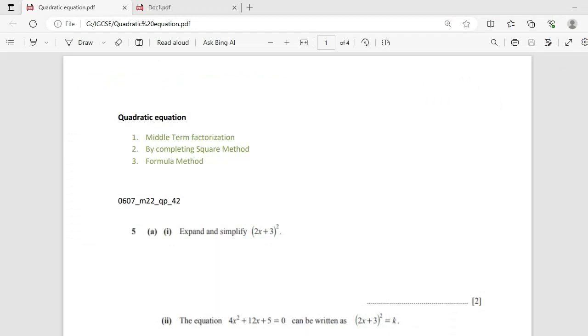Hello and welcome to this session. Today we are going to cover quadratic equations and how we can solve a quadratic equation using the middle term factorization or by completing the square method, or how we can apply the formula method.